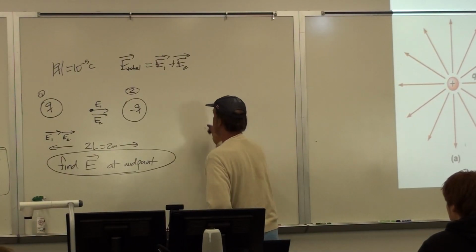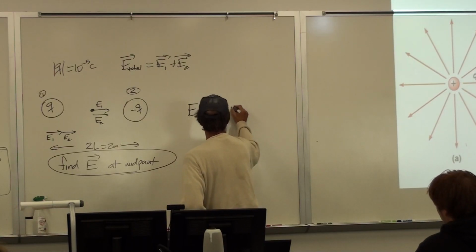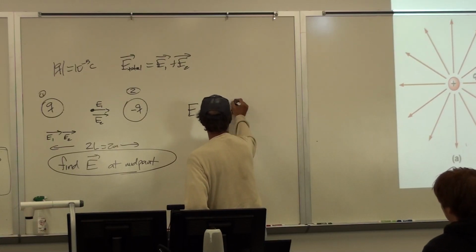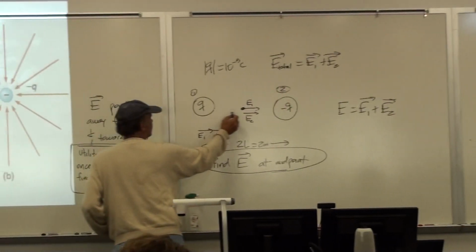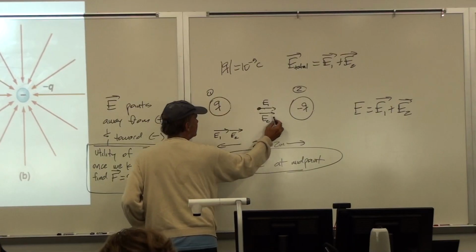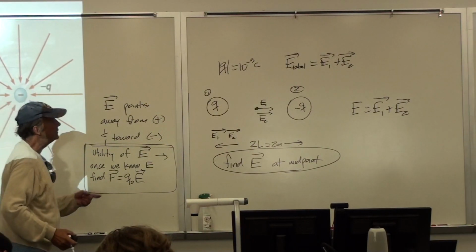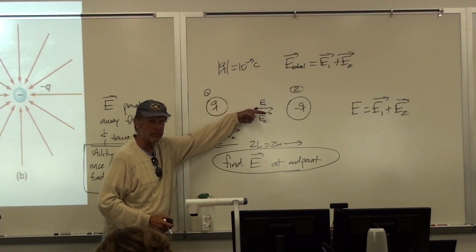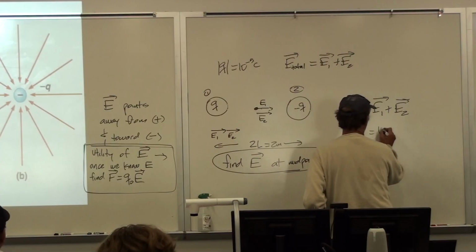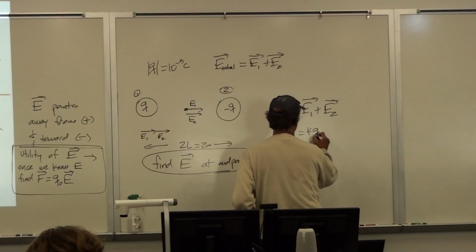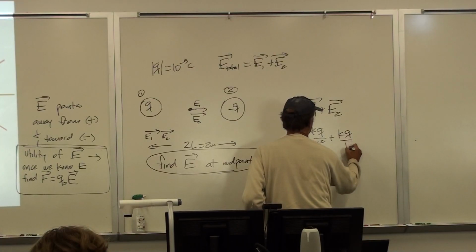So that's going to be E1 plus E2. How do I know to add them? Because I see here that from my rules, I'm pointing away from positive for E1, but I'm pointing toward negative for E2. And so that means that in terms of my coordinate system, they're both adding together. And so this is just going to be kQ over L squared plus kQ over L squared.